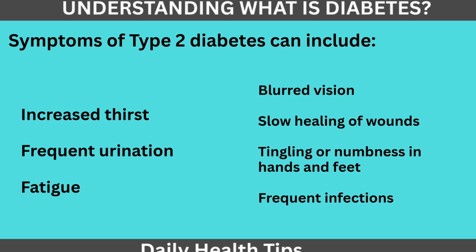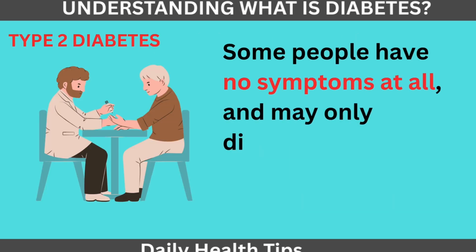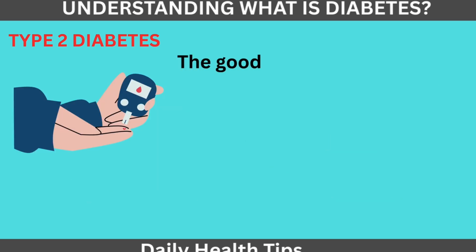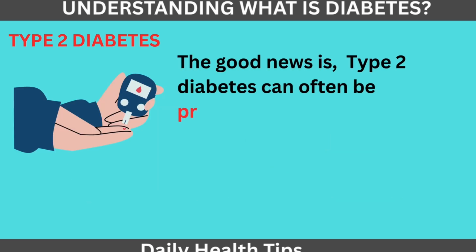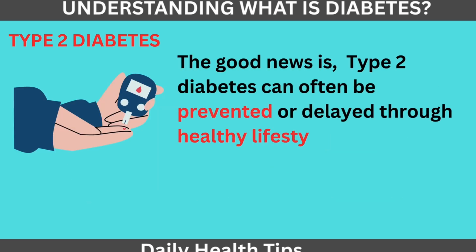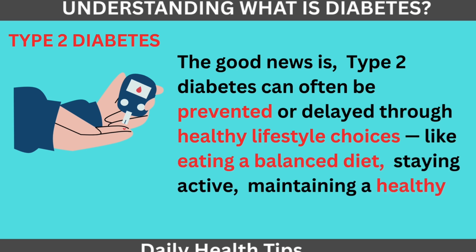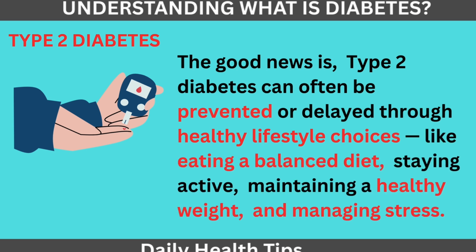Symptoms of type 2 diabetes can include increased thirst, frequent urination, fatigue, blurred vision, slow healing of wounds, tingling or numbness in hands and feet, frequent infections. Some people have no symptoms at all and may only discover they have diabetes during a routine checkup. The good news is, type 2 diabetes can often be prevented or delayed through healthy lifestyle choices, like eating a balanced diet, staying active, maintaining a healthy weight, and managing stress.